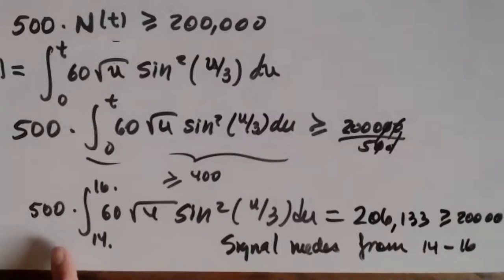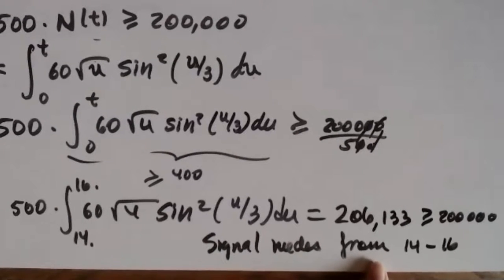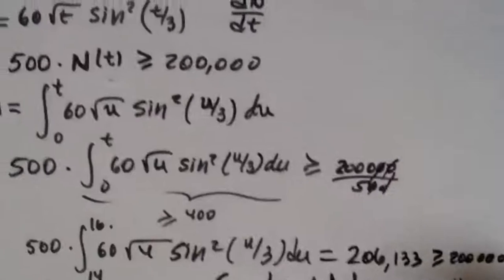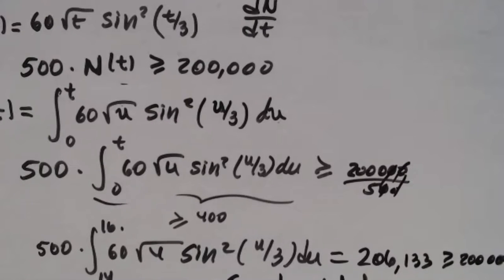Then I'm going to check the graph. The maximum area occurs more or less between 14 and 16, because the maximum is over there. And then this is okay. This integral, 206,133, is more than 200,000. So signal needed from 14 to 16, correct? These problems are tough, right?